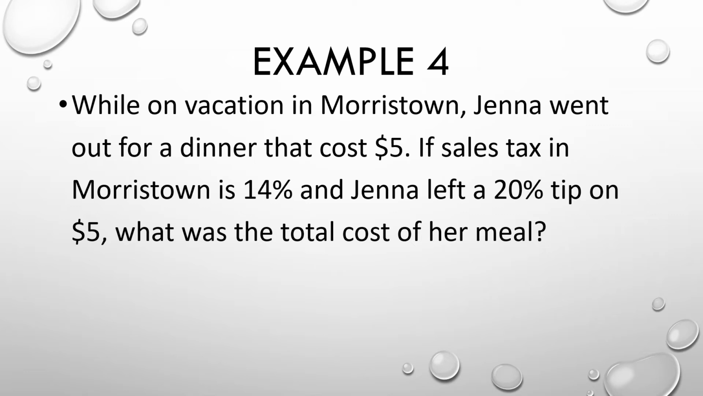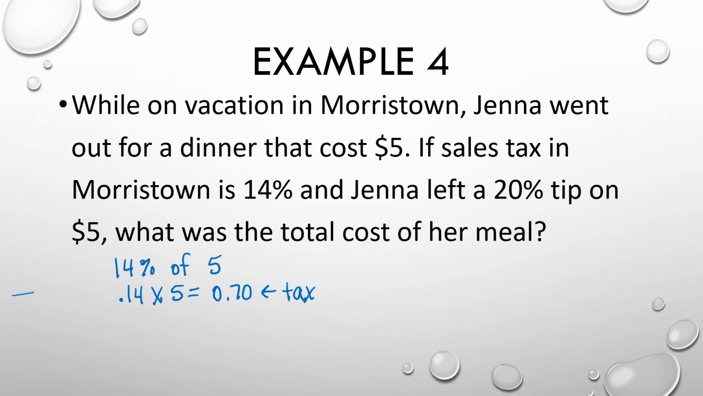While on vacation in Morristown, Jenna went out for a dinner that cost $5. If sales tax in Morristown is 14%, and Jenna left a 20% tip on $5, what was the total cost of her meal? Okay, so we have to solve for the 14%, which was our tax. So 14% of the amount of dinner, which was 5. So 0.14 multiplied by 5 gives us 70 cents. So 70 cents is our tax.